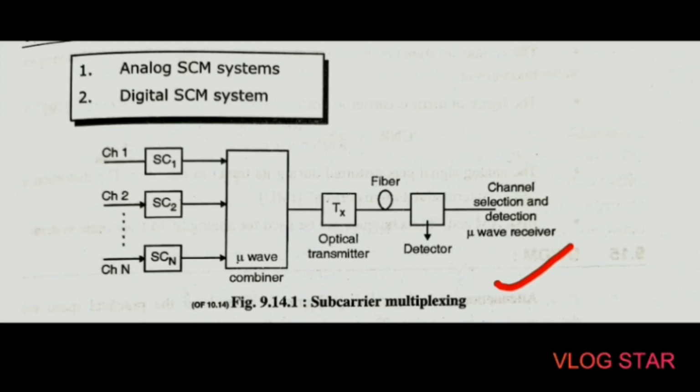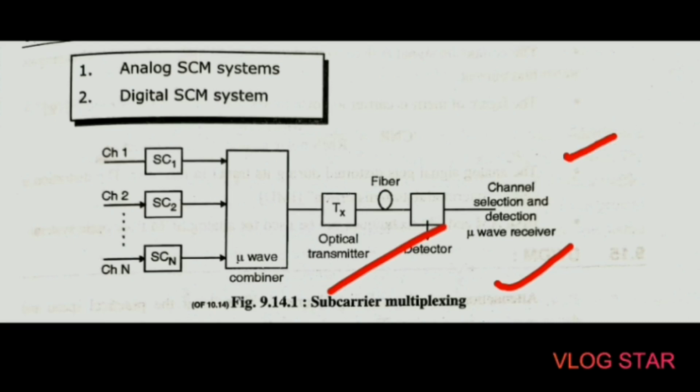We can see in this figure subcarrier multiplexing. Multiple microwave subcarriers are modulated, and the composite electrical signal is used to modulate an optical carrier at a transmitter TX.